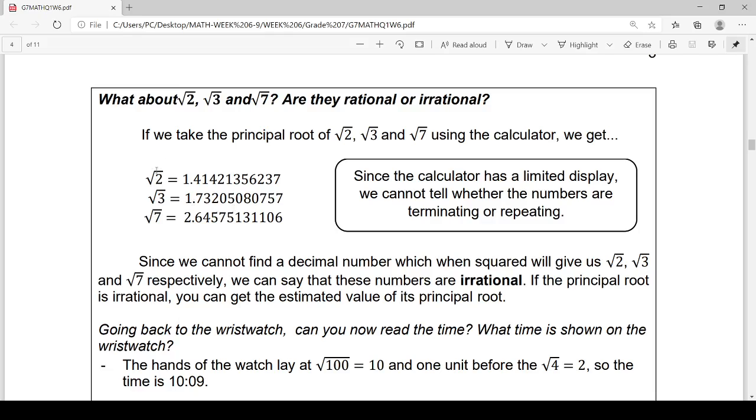So we cannot tell if the numbers are terminating or repeating. Since we cannot find the decimal number which when squared will give us square root of 2, square root of 3, and square root of 7 respectively, we can say that these numbers are irrational numbers. If the principal root is irrational, you can get the estimated value of its principal root.